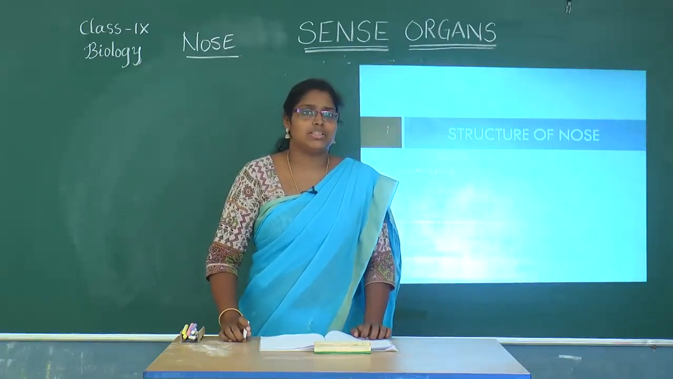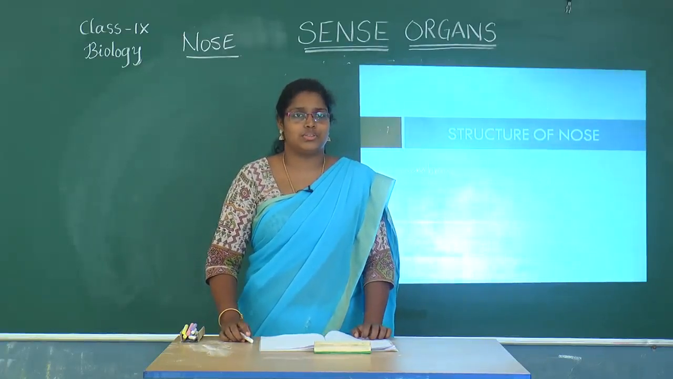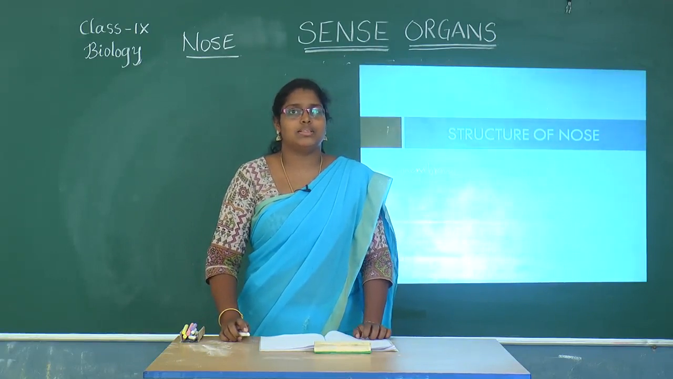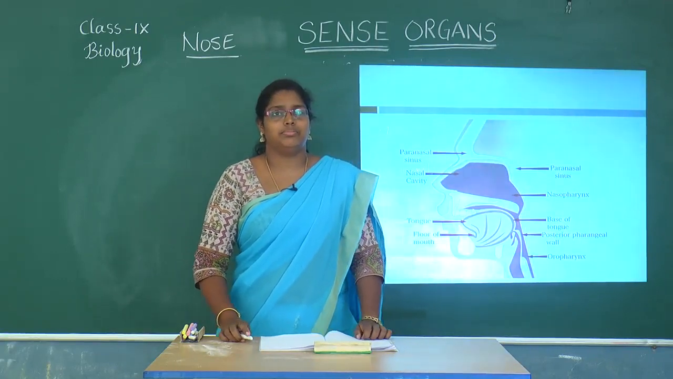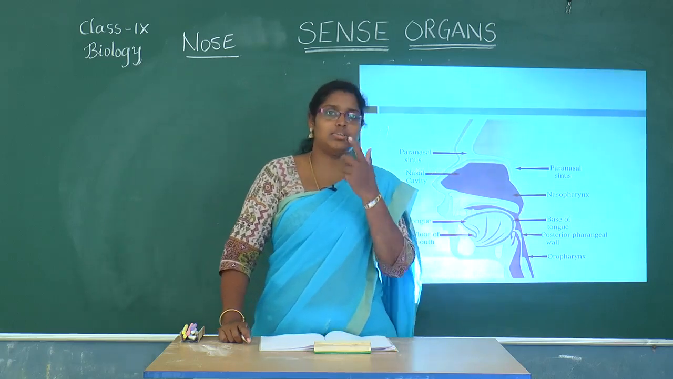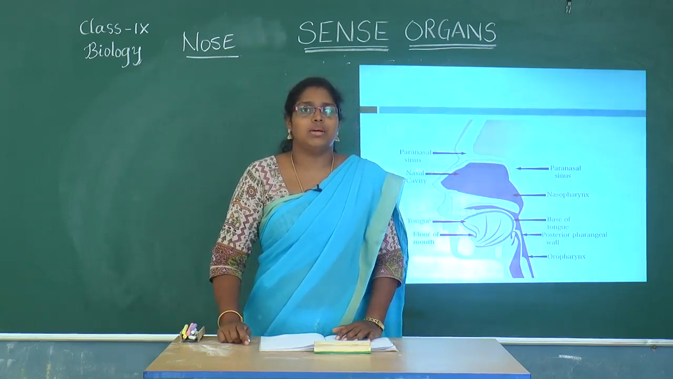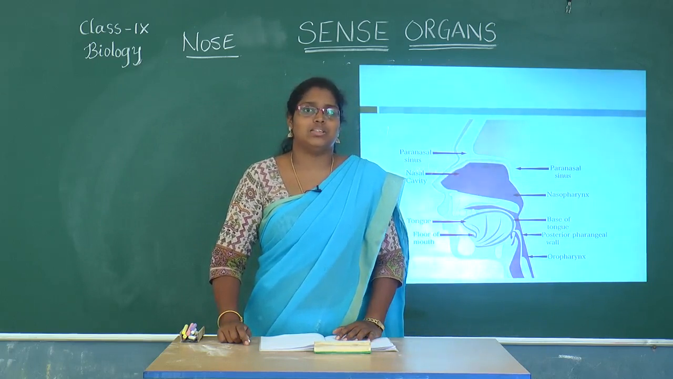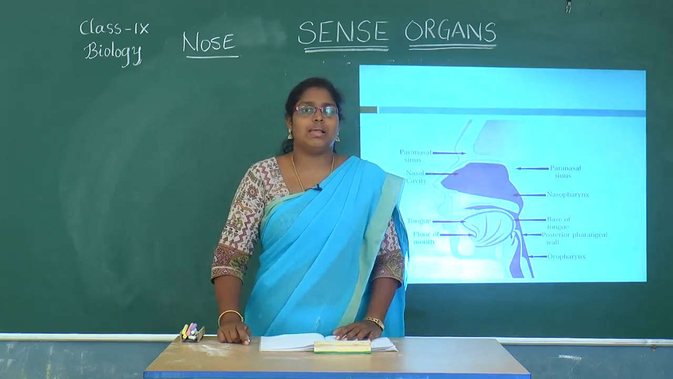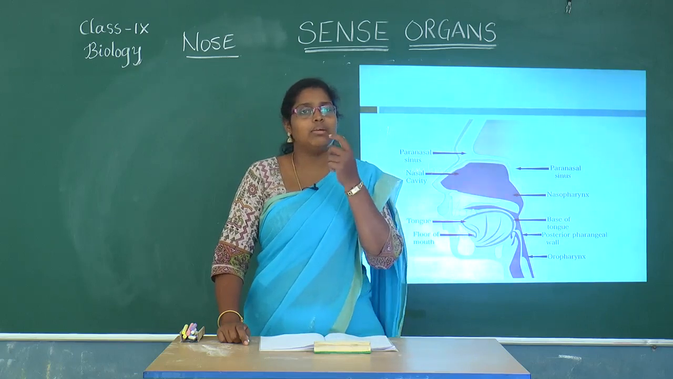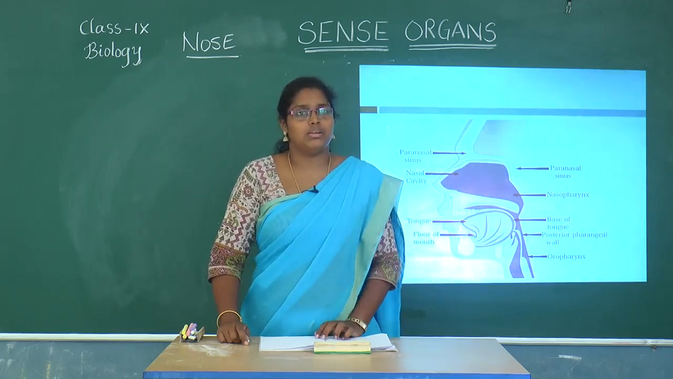So now we will be discussing the structure of the nose. The nose has an elongated structure which we normally see outside. It is made up of a soft bone called cartilage. Cartilage forms the external part of the cavity, the external nose.